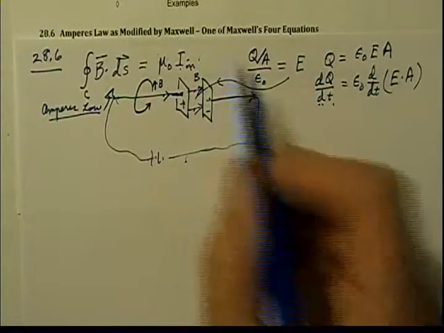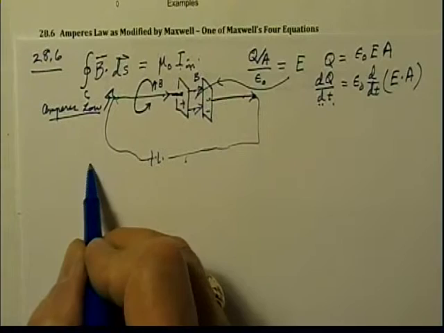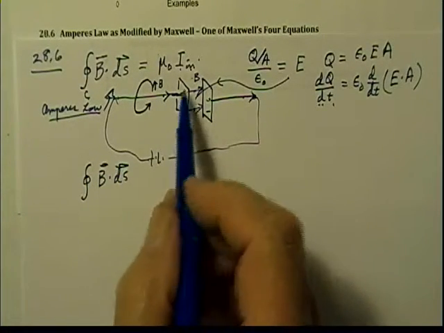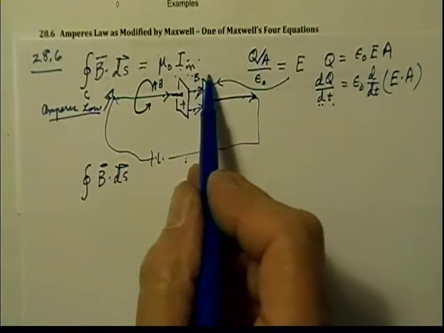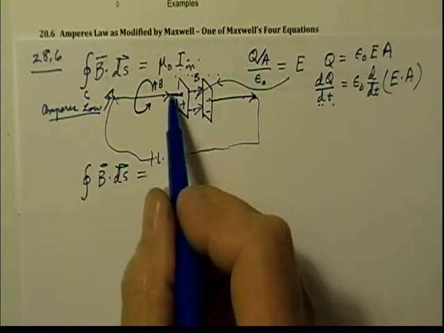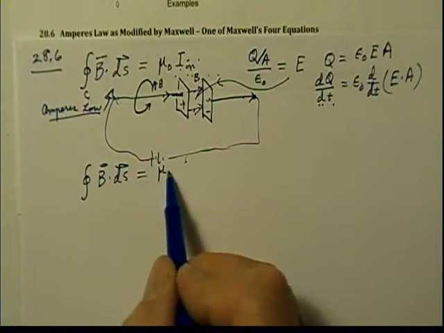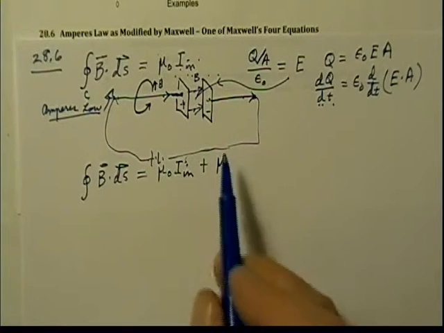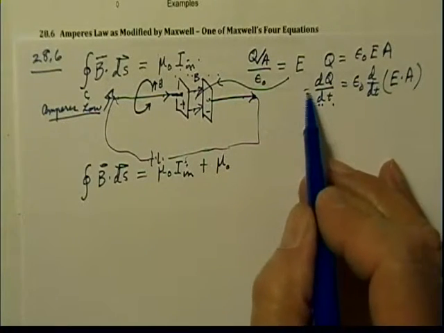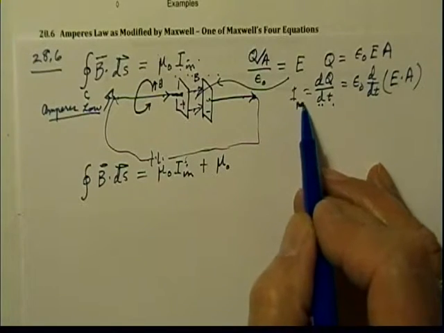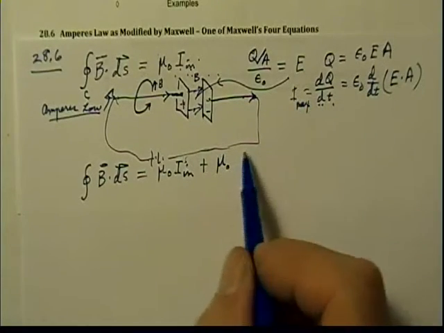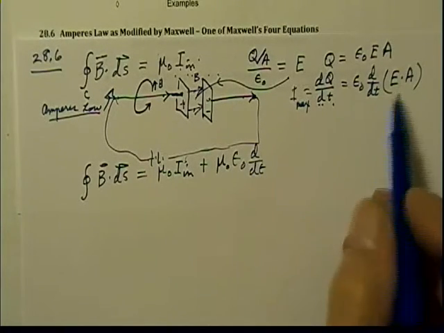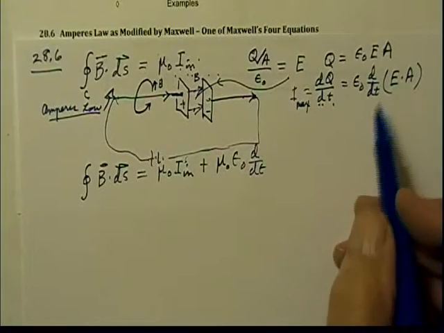So Maxwell suggested that we write the integral of B dot ds, which is going to give the magnetic field here, here, here, here, all these different places, as mu naught I that's inside, plus mu naught times another kind of current. This is called the current due to Maxwell, the Maxwell current. And I'll write it here as epsilon naught d/dt of E times A.